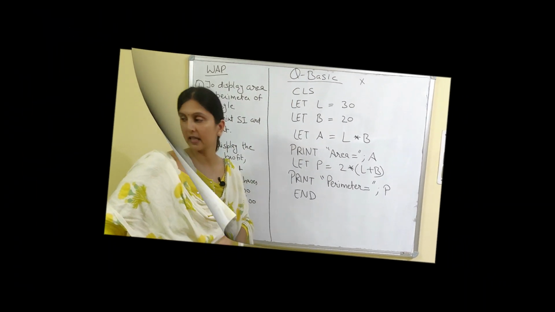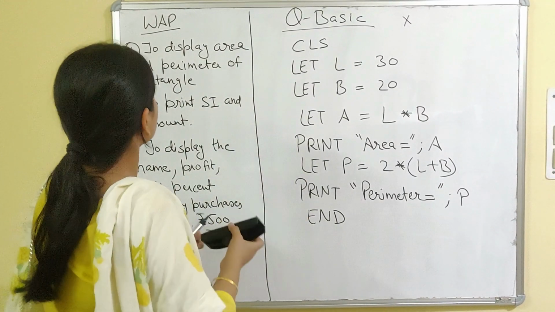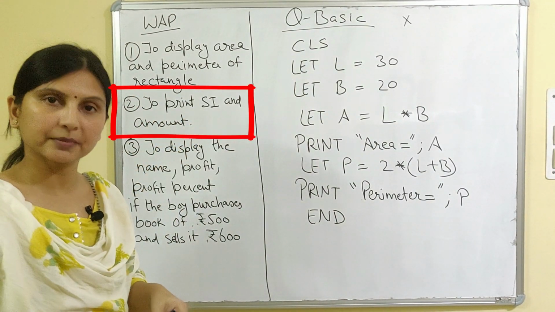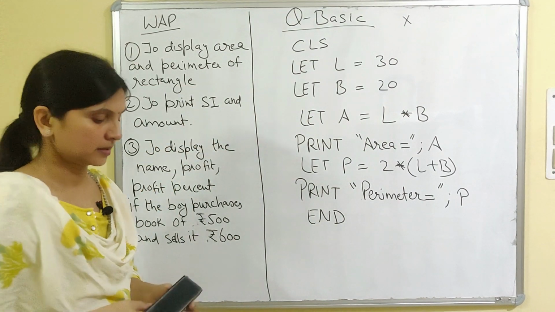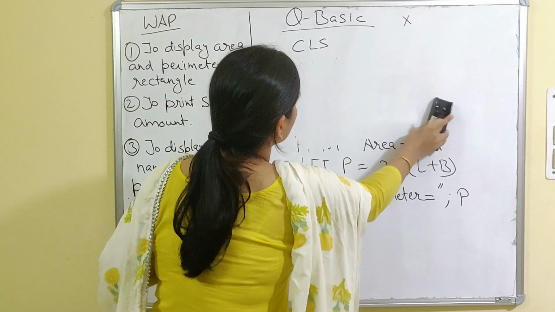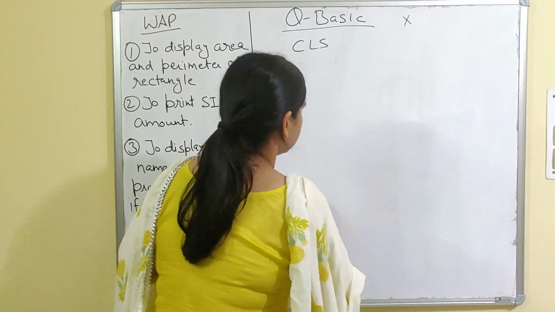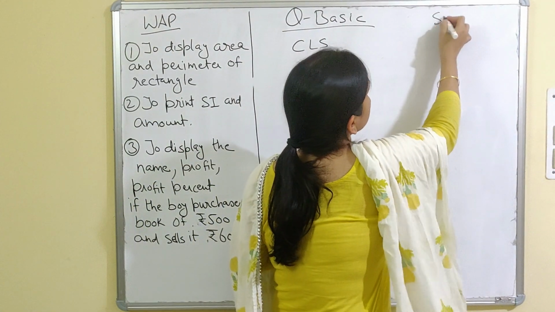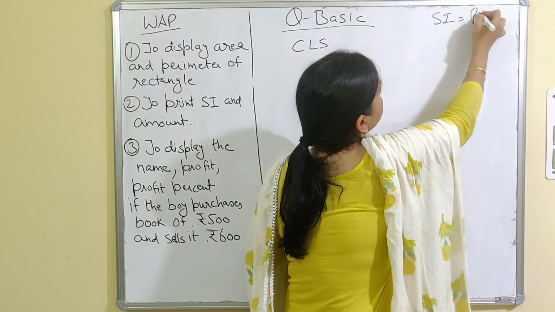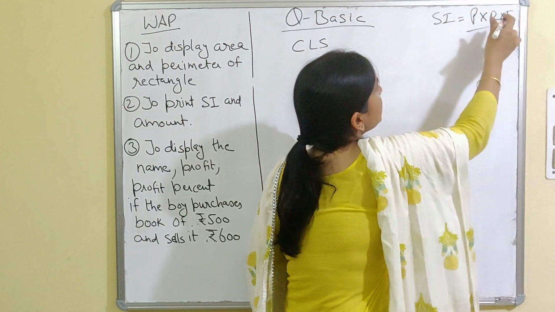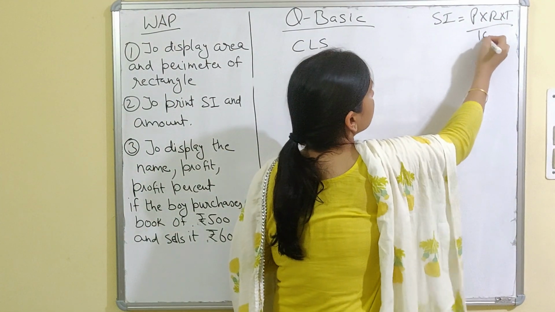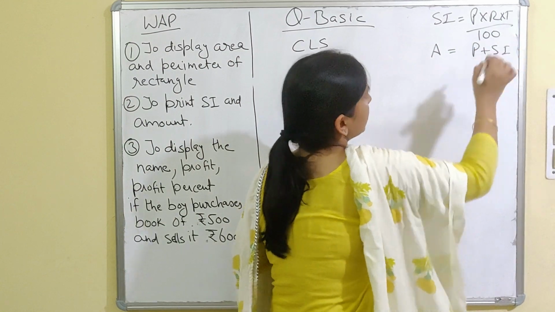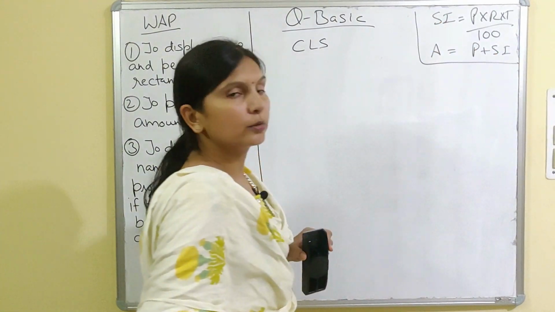Okay. Now we will discuss the next one. So what is the next? Write a program to print SI, which stands for simple interest, and amount. So what is the formula of simple interest? I hope you know the formula. I am writing the mathematical formula: SI equals P into R into T, principal, rate, time, divided by 100. And amount equals P plus SI. So you need to calculate both by using a QBasic program.